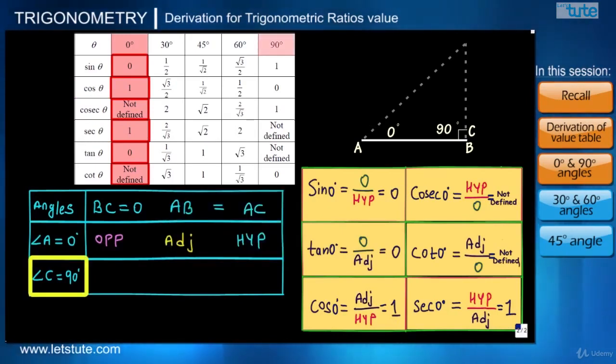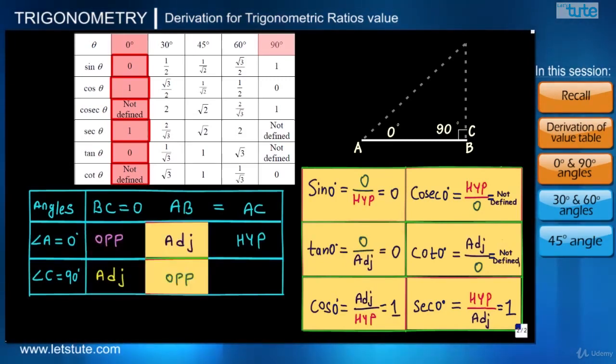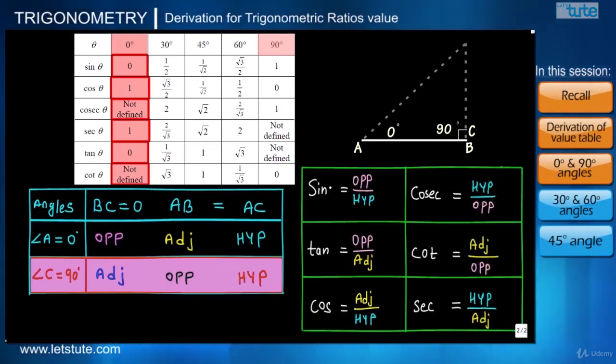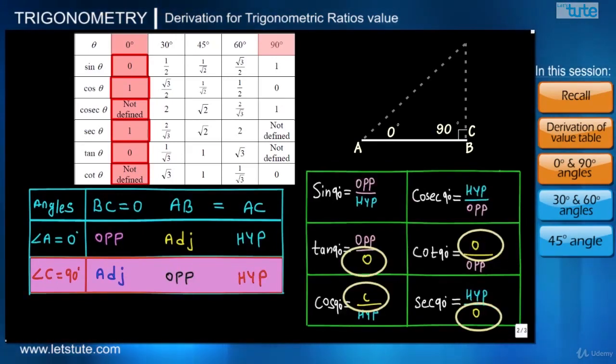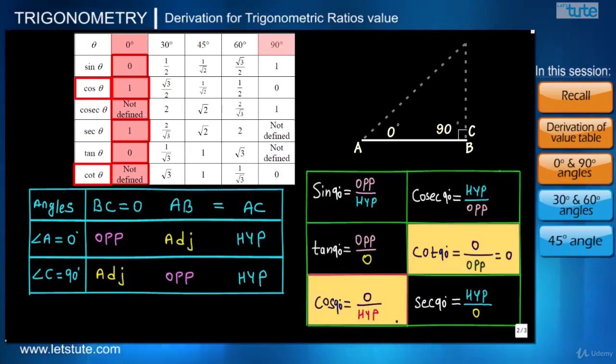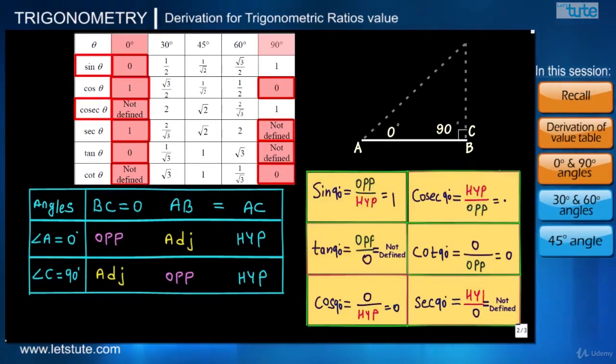Now, as 90 degree angle is the complementary of 0 degree, hence the opposite side of 0 is the adjacent for 90 and the adjacent for 0 is the opposite side for the 90 degree angle. And hypotenuse will remain the same. So for the 90 degree angle, here we say that the adjacent side is 0, opposite side and hypotenuse are equal. Thus we have the value of cot 90 and cos 90 as 0, tan 90 and sec 90 not defined, and sine 90, cosec 90 as 1.